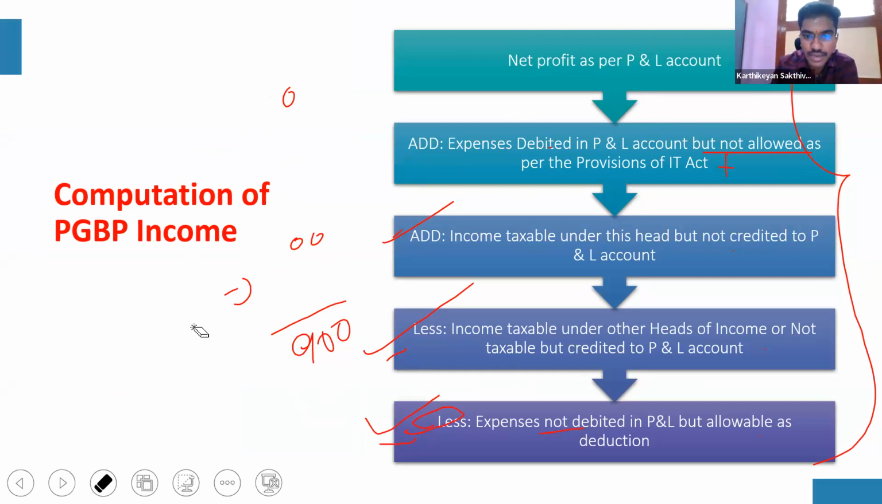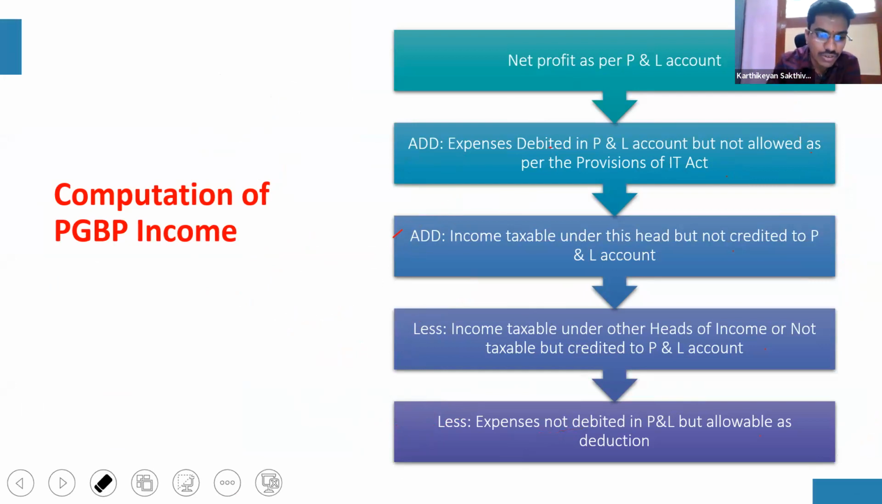If you just see any of the buckets here, it is going to have twin conditions to be satisfied. Correct? First condition is in relation to accounting: expenses debited in P&L, not credited to P&L, not debited to P&L. Okay? So all of this is one accounting part, and the other is the taxation part: not allowed, taxable, taxable, allowable. One accounting part, one taxation part. So this is just a marriage between accounting and taxation.